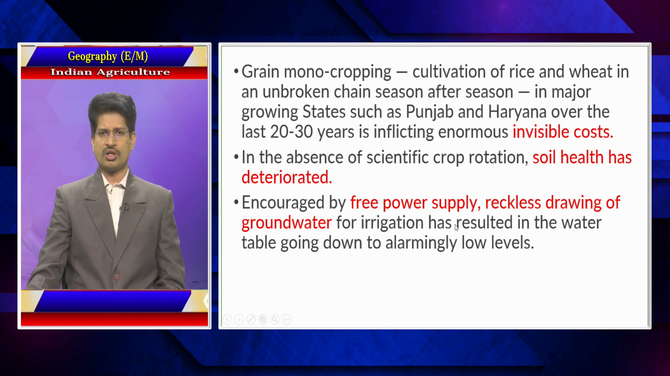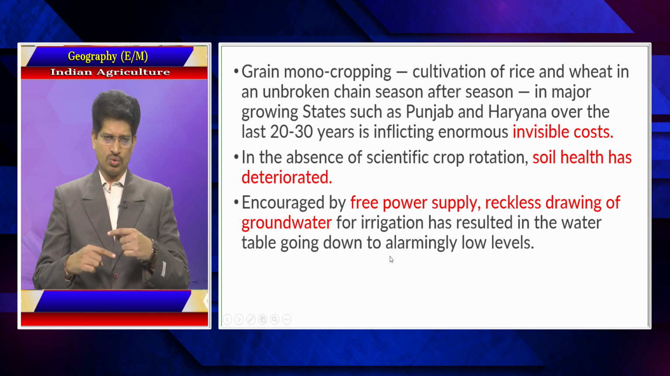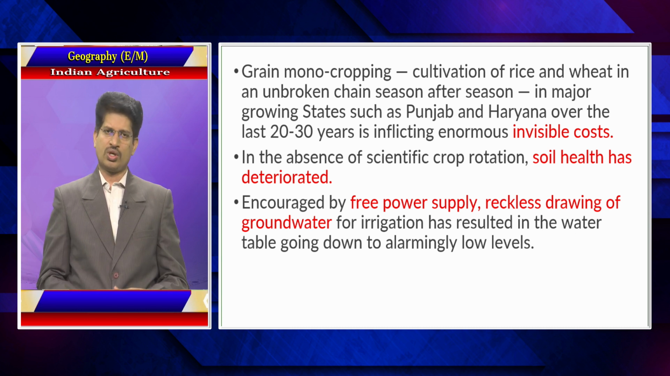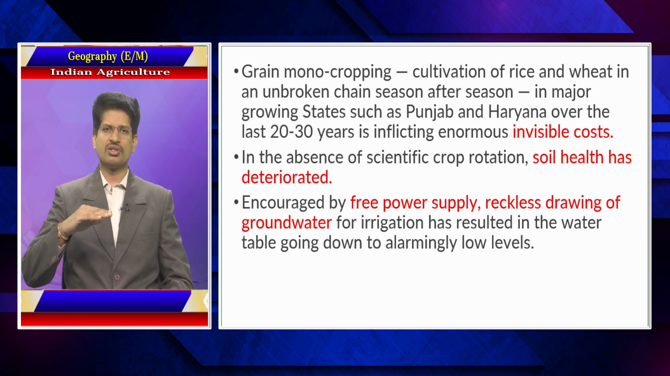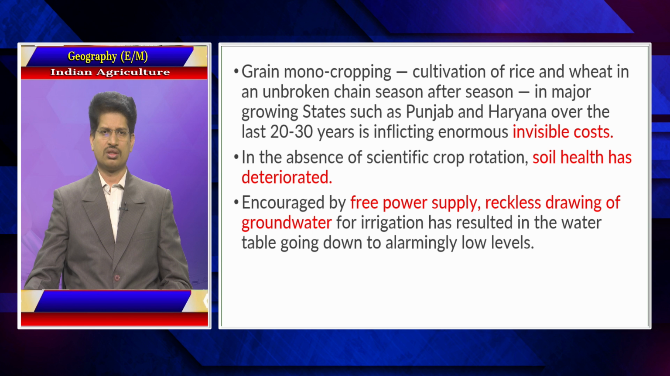Encouraged by free power supply, reckless drawing of groundwater for irrigation has resulted in the water table going down to alarmingly low levels. So because of indiscriminate use of water, the alarming thing happening is a decrease in the level of the water table.